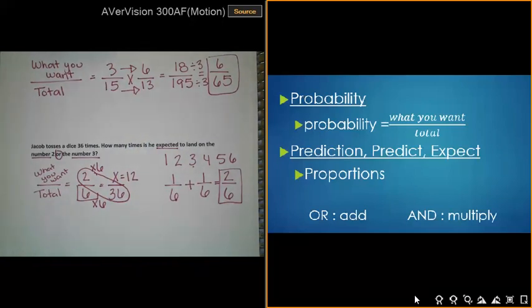Whenever you're working with probability, just remember the key words: probability is what you want over the total; prediction, predict, expect mean proportions; and or is for add, and and is for multiply.